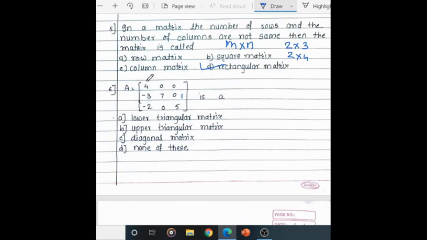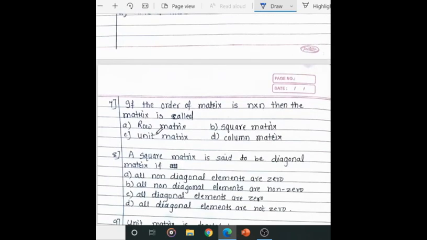Which type of matrix is this? Matrix A is given and we have to find out which type of matrix it is. If we see here, these 4, 7 and 5 are the diagonal elements. And if we observe, the elements above the diagonal elements are 0. So if the elements above the diagonal elements are 0, then the matrix is called a lower triangular matrix.